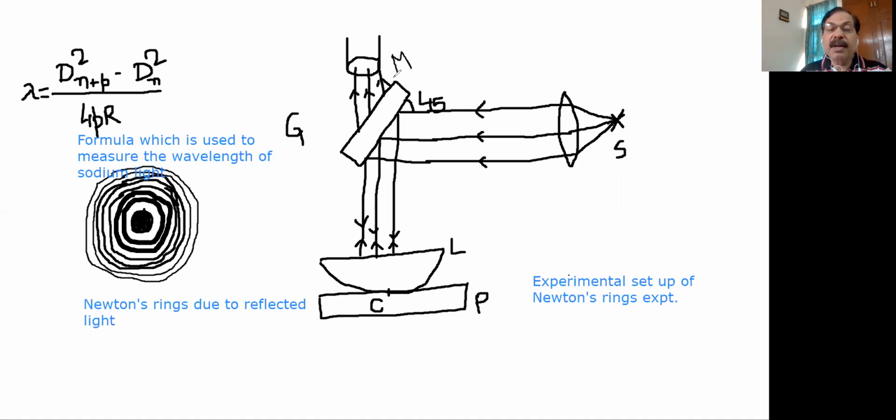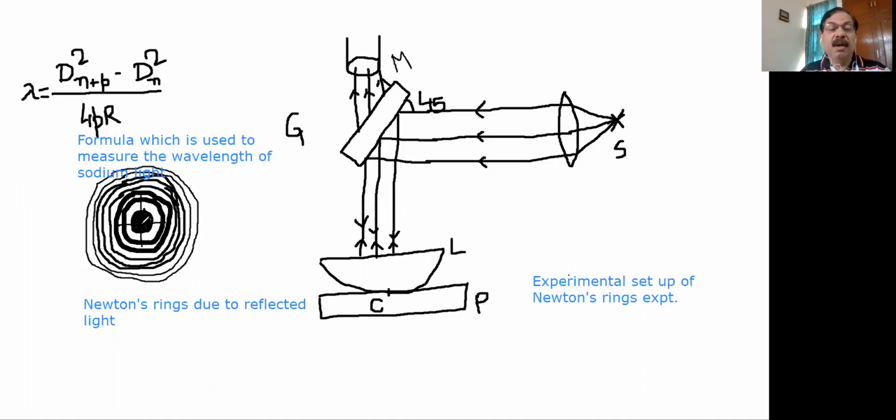Adjust the microscope over the point of contact so that the rings are seen distinctly in the field of view, as clear as possible. Set the crosswire on the center of the rings. This is the crosswire.